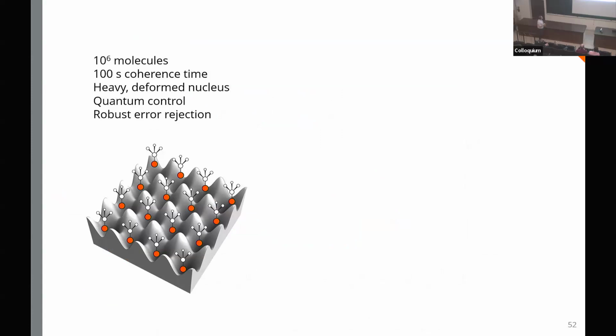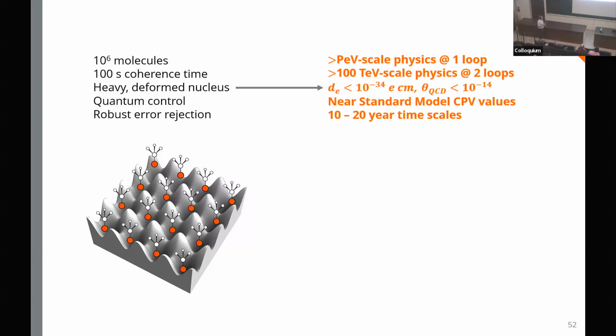If you consider an experiment with 1 million molecules, 100-second coherence time, with a heavy deformed nucleus and good quantum control and robust error rejection, each of these things has been achieved in an at least comparable system. Combining them all will certainly be non-trivial, but there's a growing community trying to realize experiments like this because the payoff would be fairly large.